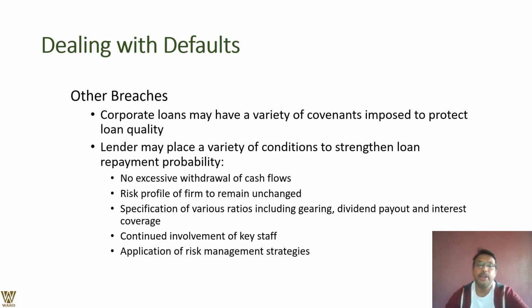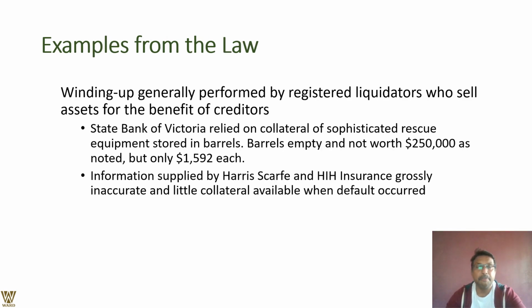Other breaches. Corporate loans may have other varied covenants imposed to protect loan quality. Lenders may place a variety of conditions to strengthen the loan repayment probability. Let's say no excessive withdrawal of cash flow. The risk profile of the firm to remain absolutely unchanged. Specification of various ratios including gearing, dividend payout, and interest coverage. Continued involvement of key staff. Application of risk management strategies on an as-and-when basis. These are things that need to be stipulated, mentioned, and regulated directly.